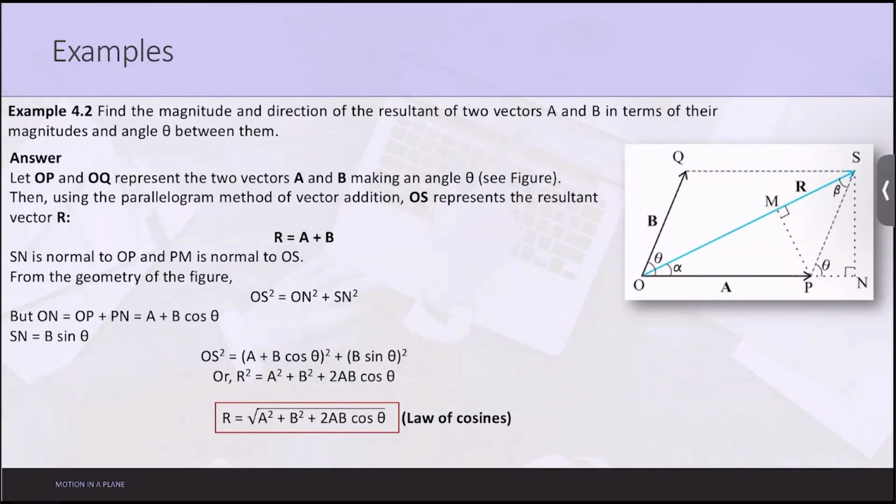In the previous discussion, we calculated that OS square is equal to ON square plus SN square. This value of ON is equal to OP plus PN. OP is your capital A. PN is equal to B cos theta. Similarly, SN is your B sin theta. So what you basically need to do is A plus B cos theta whole square plus B sin theta whole square.